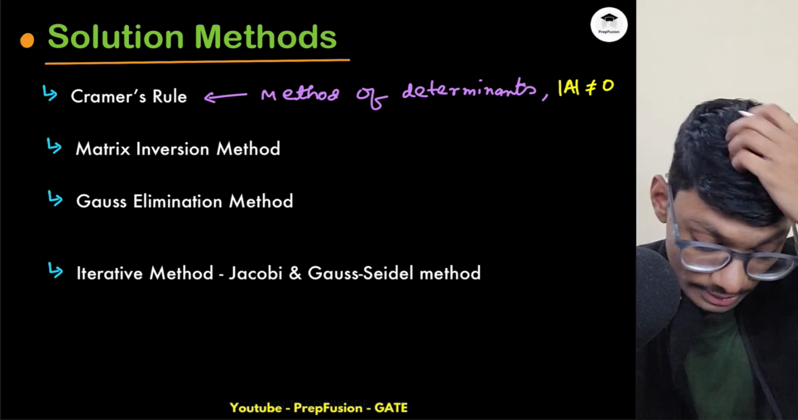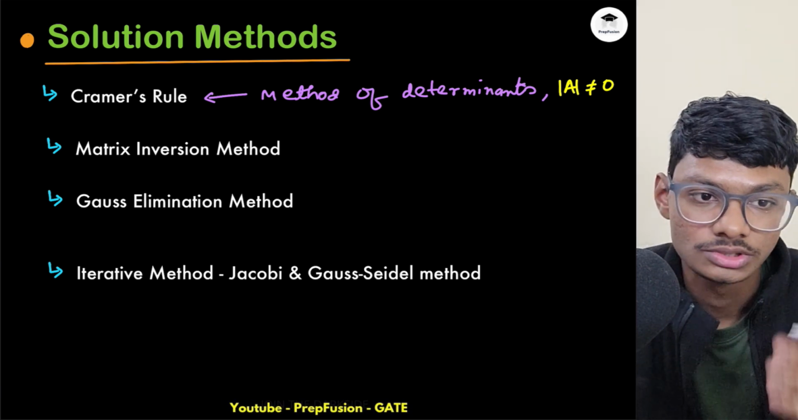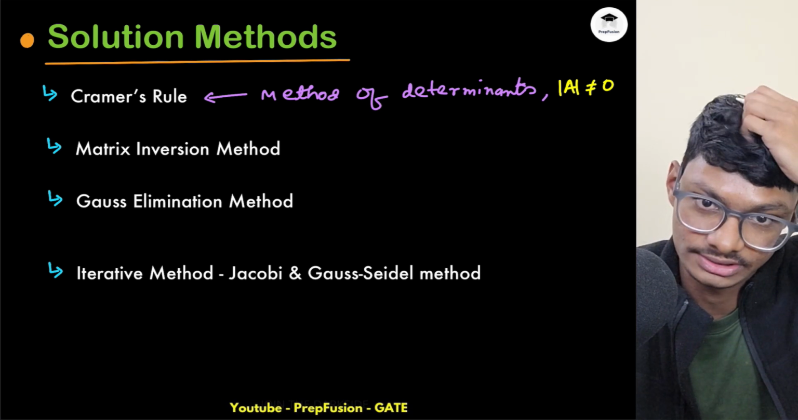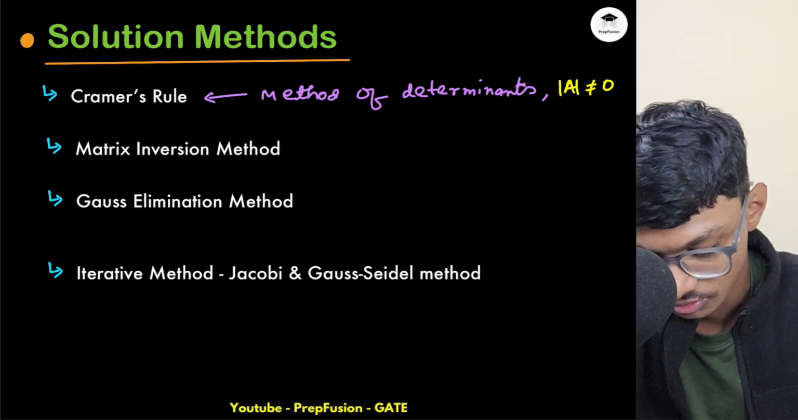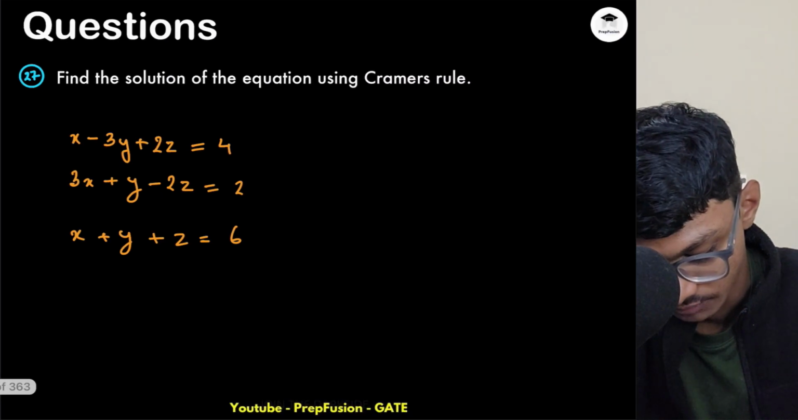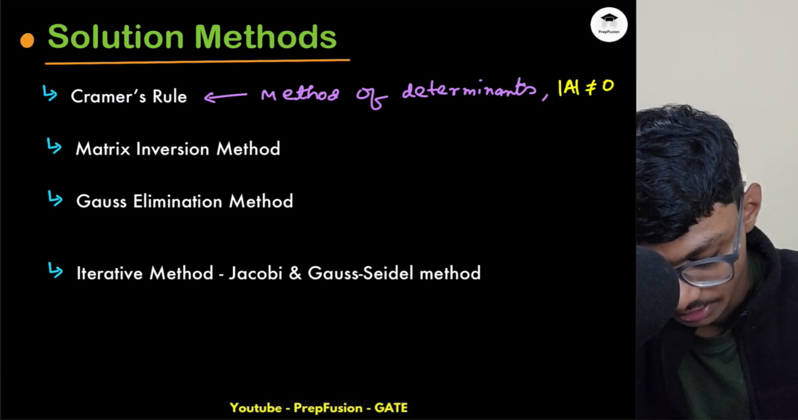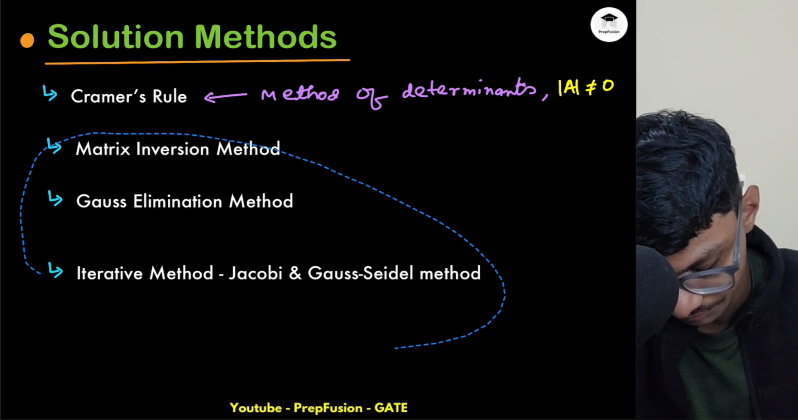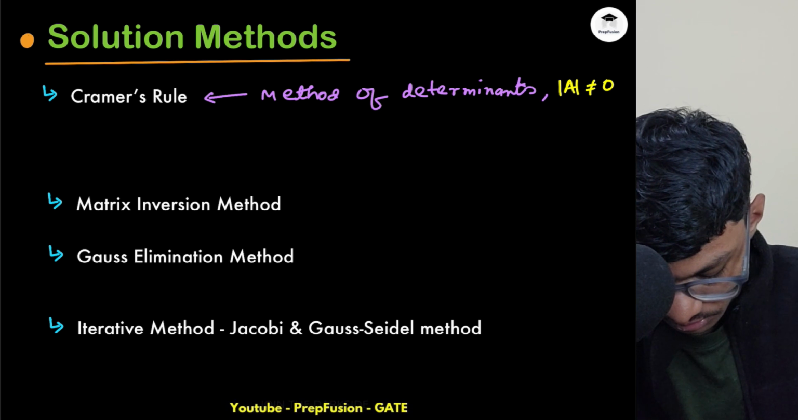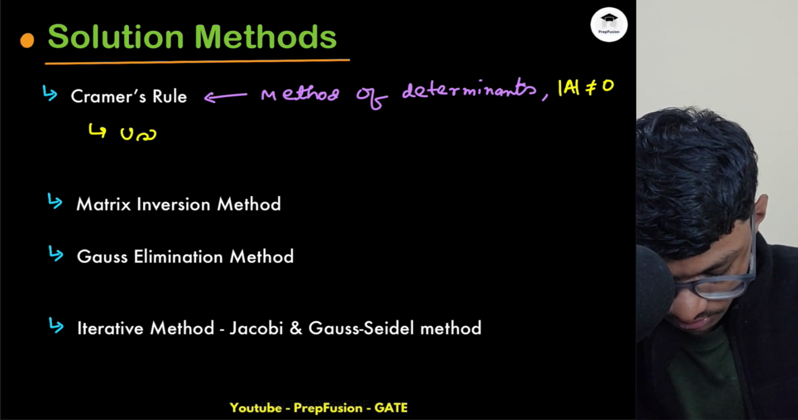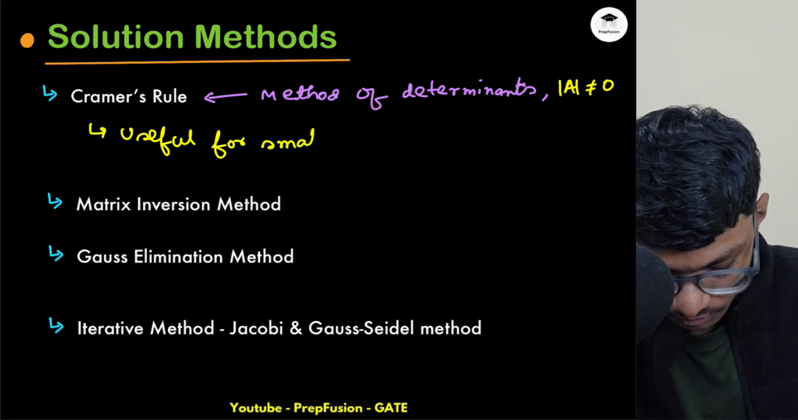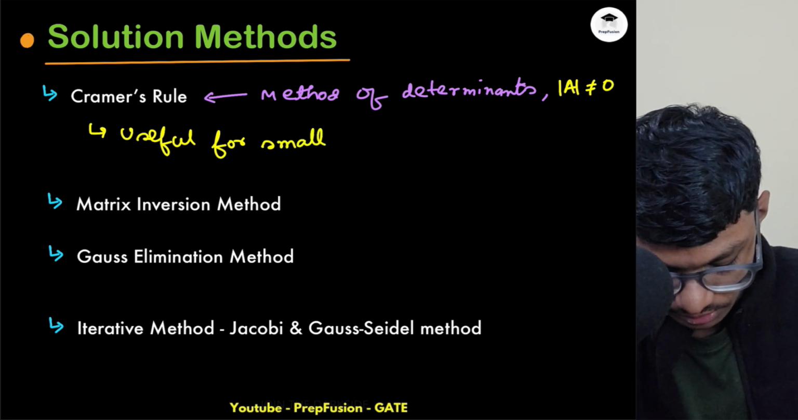Also, this is useful for smaller systems of equations. Why? Because finding the determinant for bigger matrices is difficult, right? So this is useful for a smaller set of equations. I have written it.